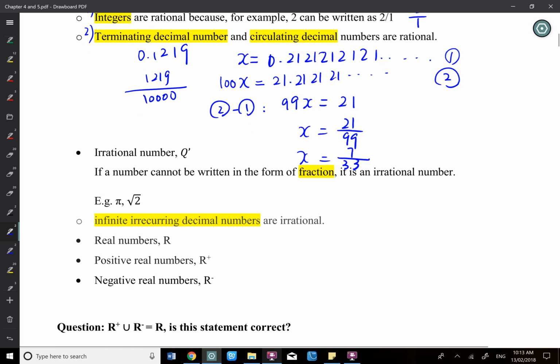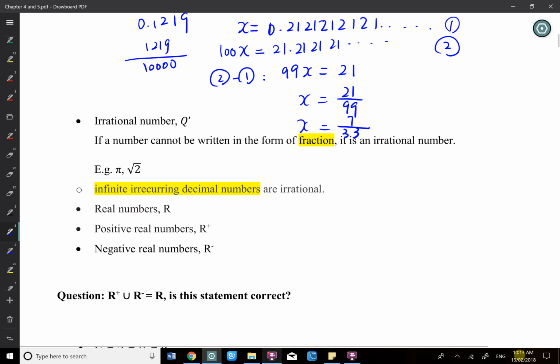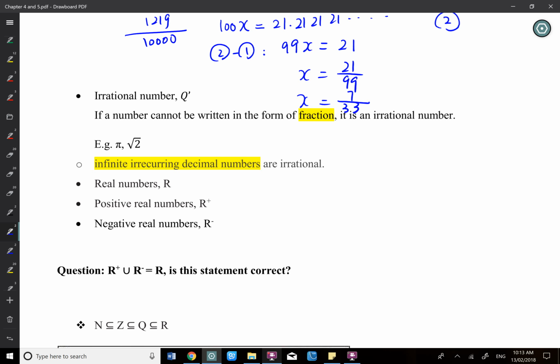Just one way. We're not going to spend a long time on this, but I just wanted to show you why circulating decimals become rational numbers. And rational numbers use capital Q to represent them. Irrational numbers are Q dash, the complementary set, like not Q. Okay, Q dash, not Q. So what's the definition for Q dash?